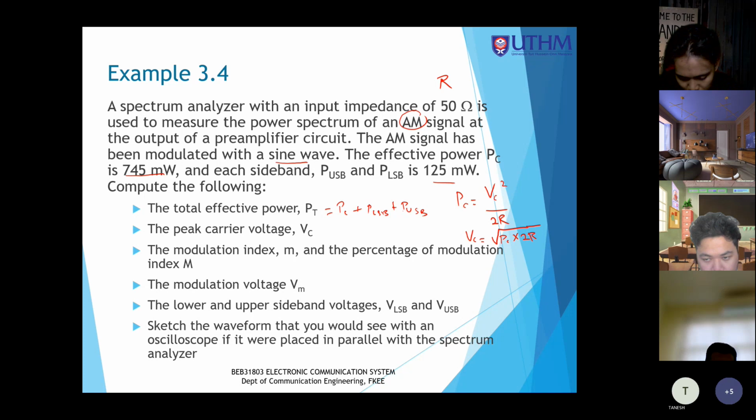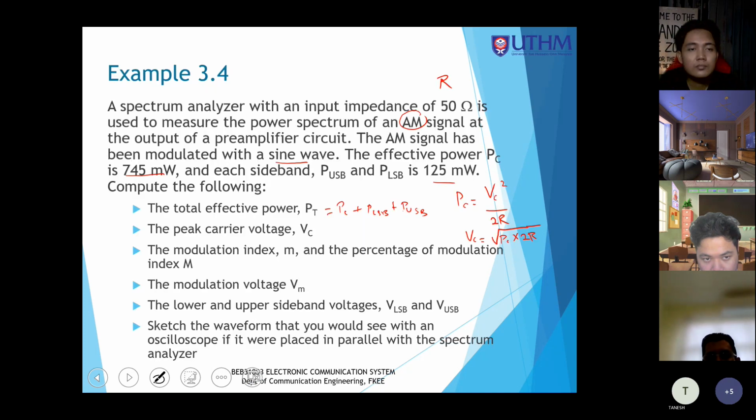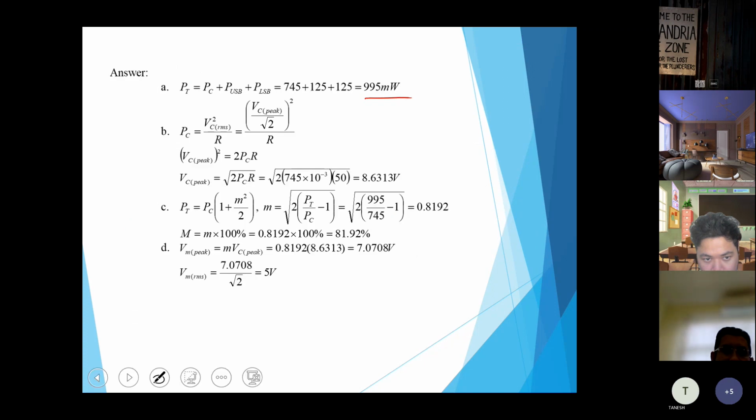Okay, and then you buat, answer, you akan dapat 8.63. So 8.6313. So saya dapat 8.6313. Okay. So 8.63, 8.6313 volt. Okay. So ini ada dinyatakan di sinilah kita nak cari peak kan. Okay. And then what?